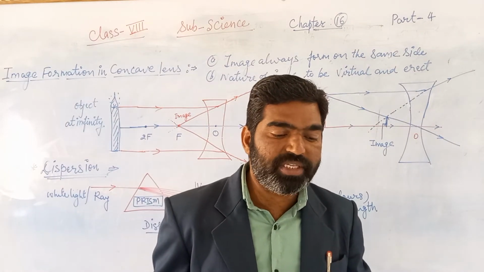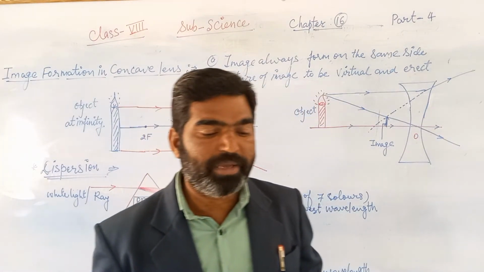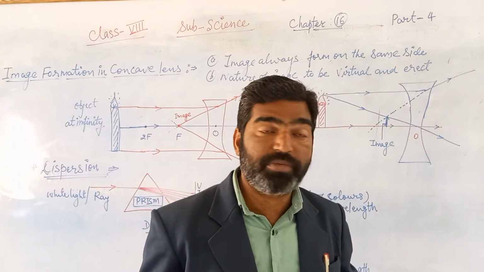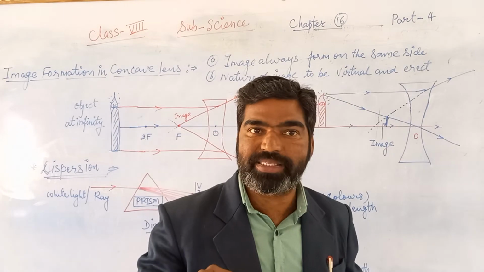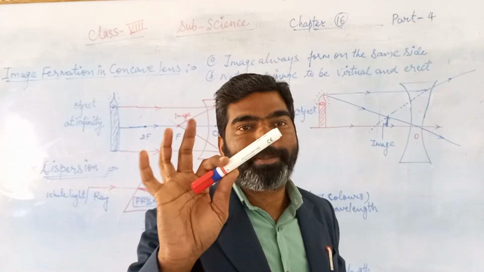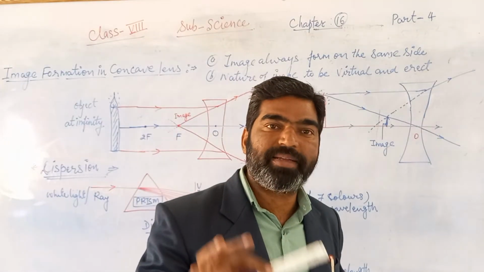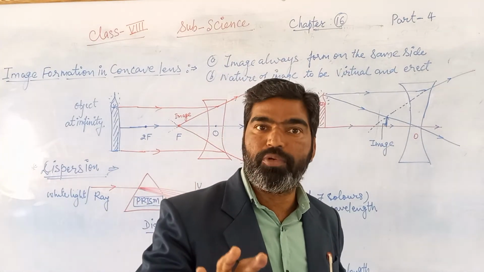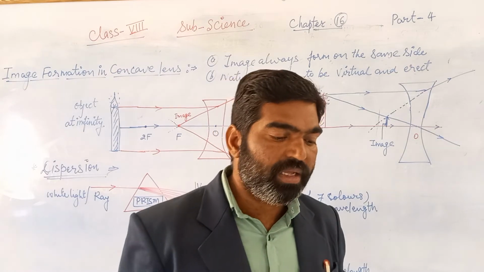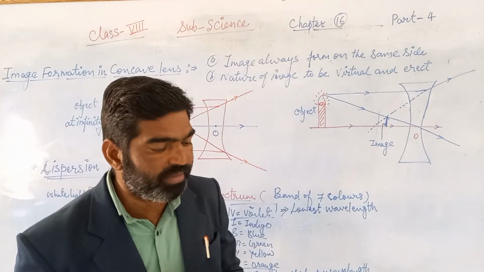Iris also gives the distinctive color of the eyes. The pigment present in the iris is responsible for the color. As I told you, the color of eyes depends on the iris, and the iris has one pigment. On the basis of that pigment, it determines the color of eyes. It may be blue, black, brown, or green, different types.